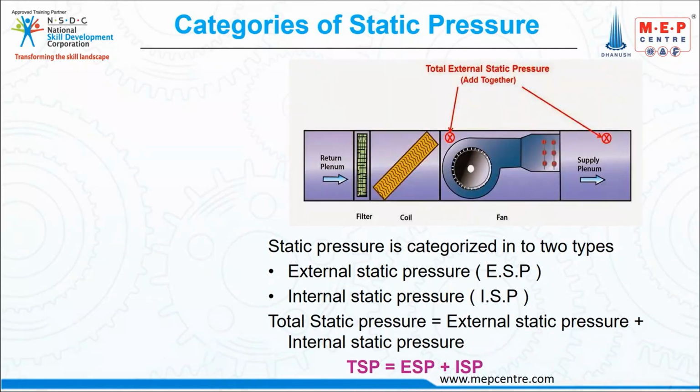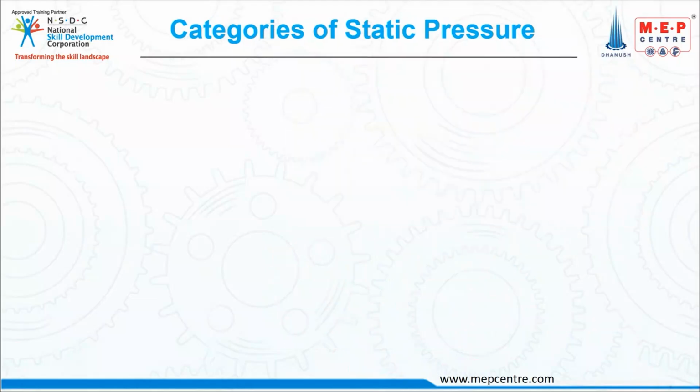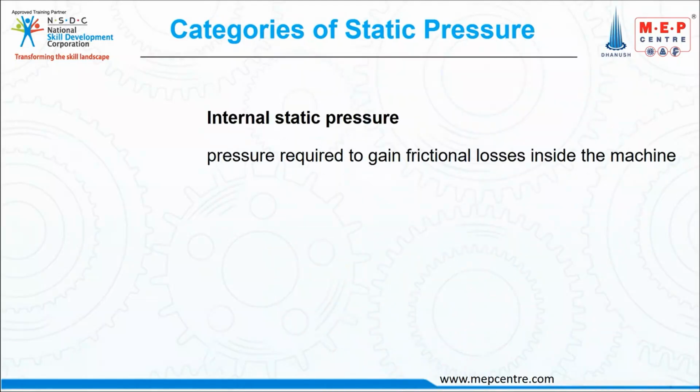Internal static pressure is the pressure required to overcome the losses inside the machine. Inside the machine there is a filter and a cooling coil. How much loss happens from the filter and cooling coil? That is a pressure loss. To overcome that loss we need some pressure, and that is called internal static pressure.